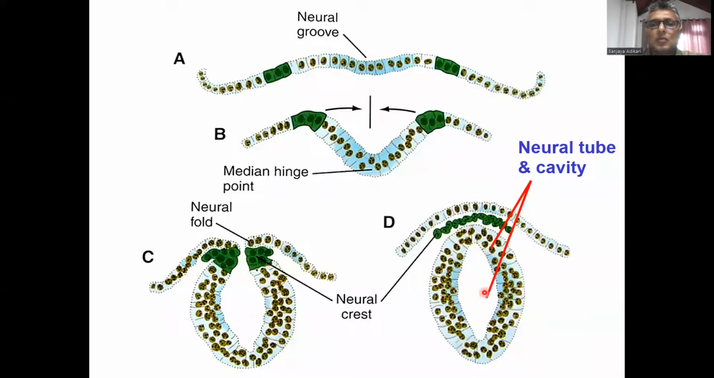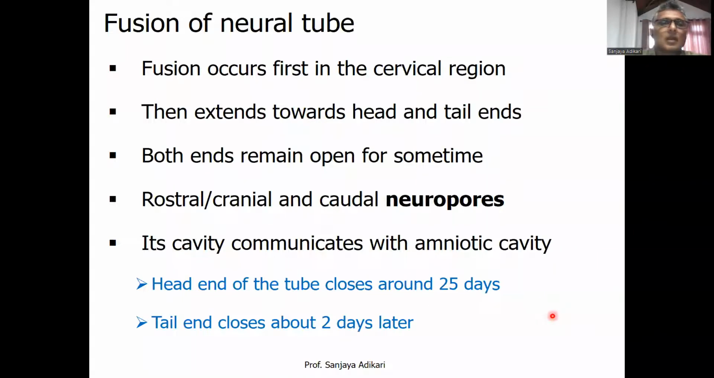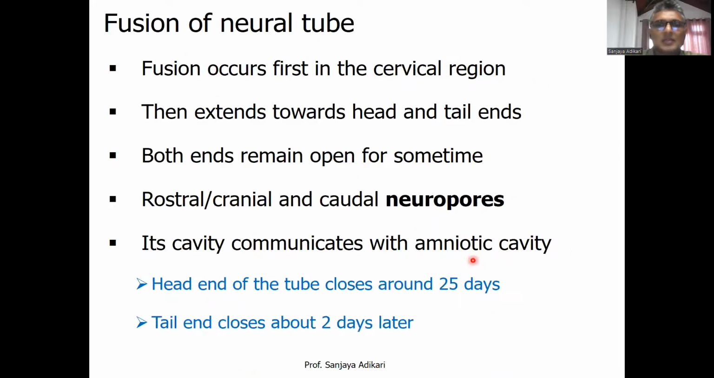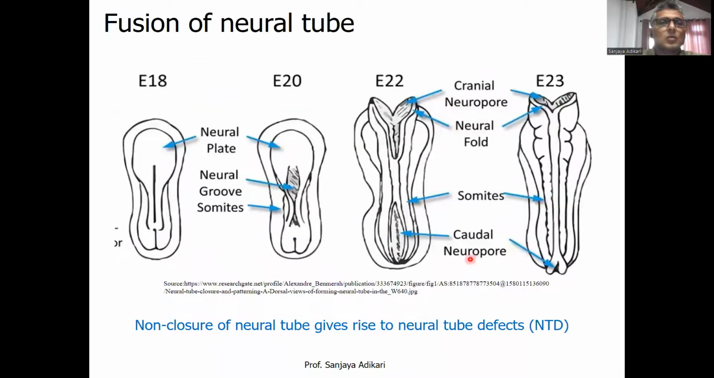Now this neural tube has a wall around it and a cavity inside. This cavity will be filled with fluid later. We will not discuss it right now. Then, we have shown you that the folds fuse and form the tube, but this fusion does not take place at once. The whole tube does not close at once. The fusion of the two folds takes place first in the cervical region.